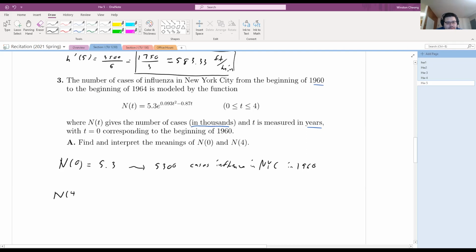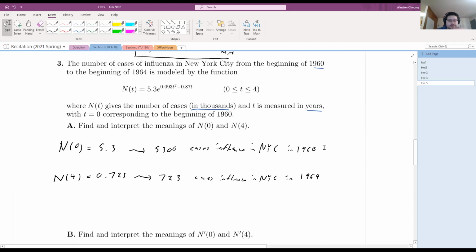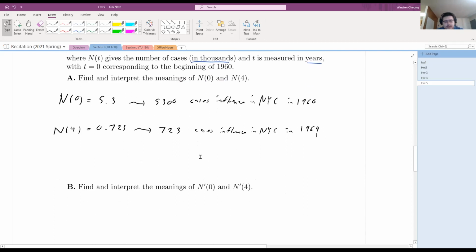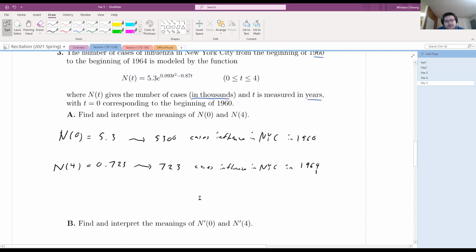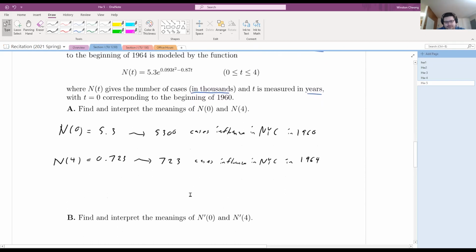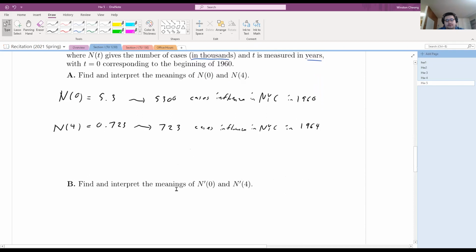If you calculate n of 4, you just plug it into a calculator and you get approximately this. In terms of thousands, this is 723 cases of influenza in New York City in 1964. That's relatively straightforward. For part B, we need to calculate n prime, which we should do by hand, and then plug in by calculator.